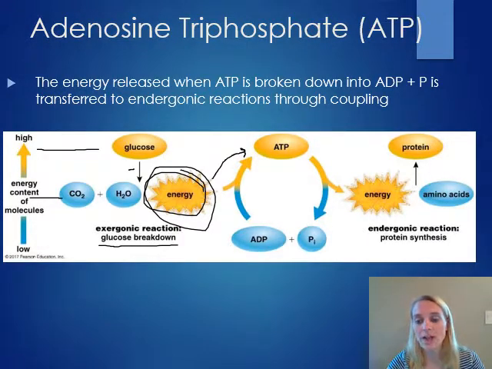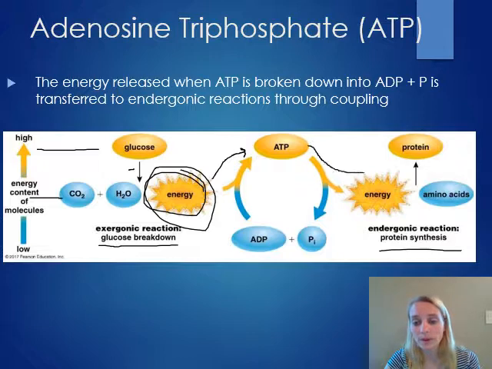So here is our endergonic reaction, right? We take individual amino acids with the energy of ATP coming into the system. Amino acids have very low energy, if we look at the graph over on the left, and proteins have very high energy. We know we have to put energy into the system to go from amino acids to proteins.